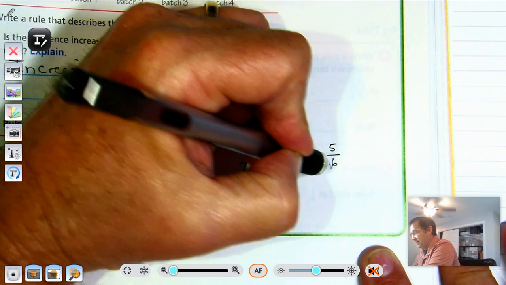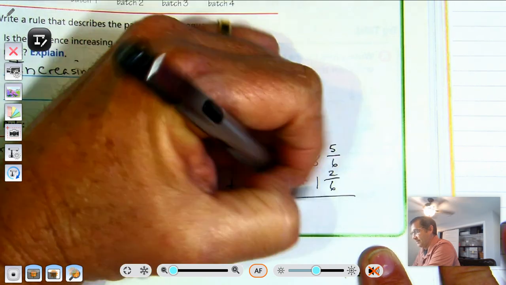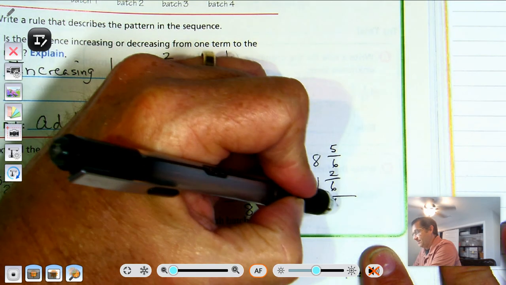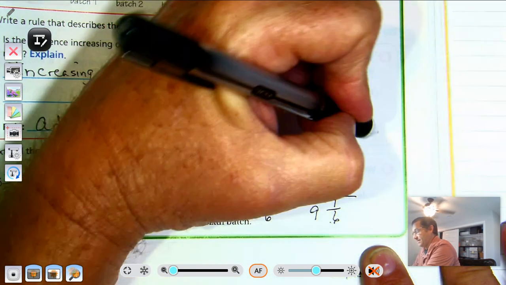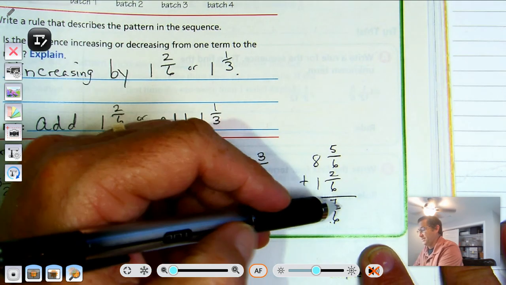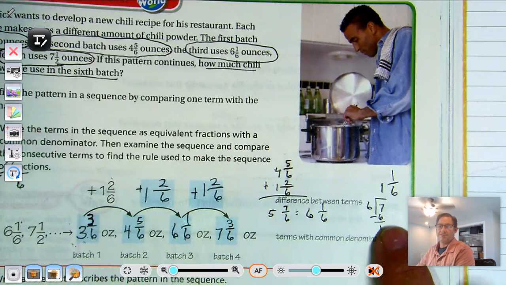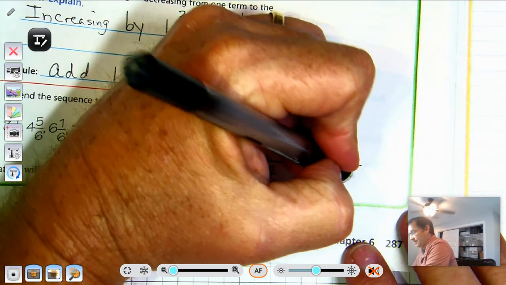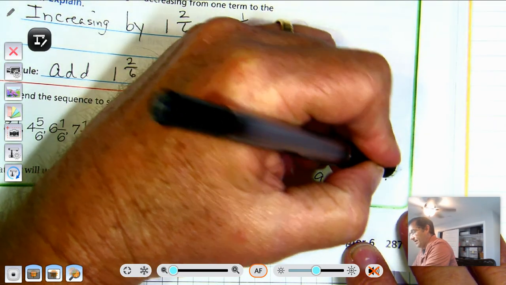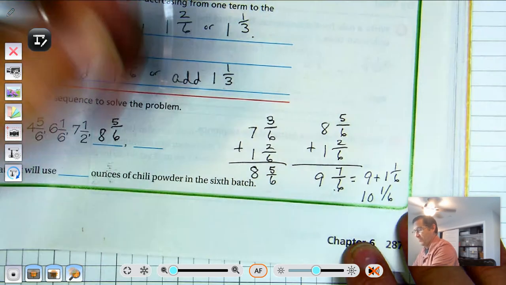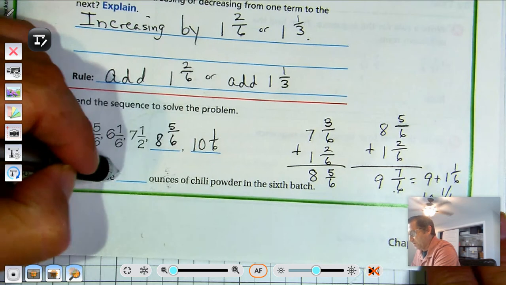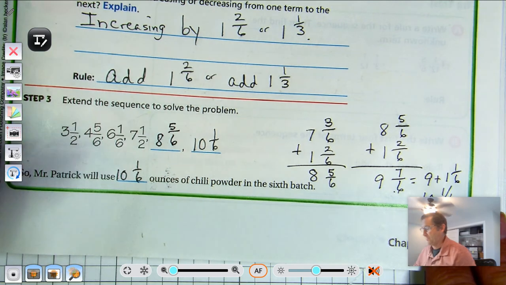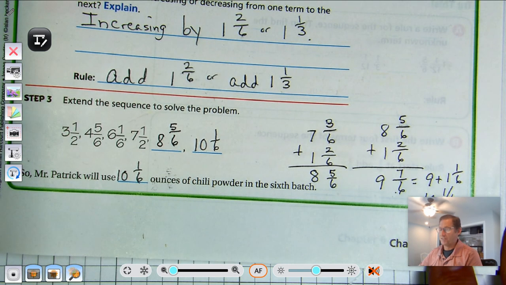And then we have 8 and 5/6 plus 1 and 2/6. Well, 5 and 2 is 7, so 7/6. And 8 plus 1 is 9. Now 7/6, again, is an improper fraction. And we know from earlier that 7/6 can be rewritten as 1 and 1/6. So 9 and 7/6 equals 9 plus 1 and 1/6, or 10 and 1/6. So Patrick will use 10 and 1/6 ounces of chili powder in the 6th batch.